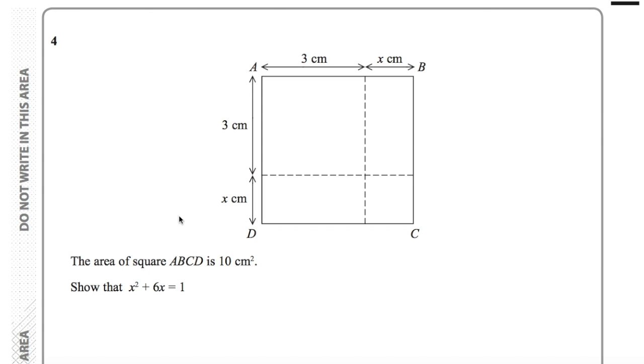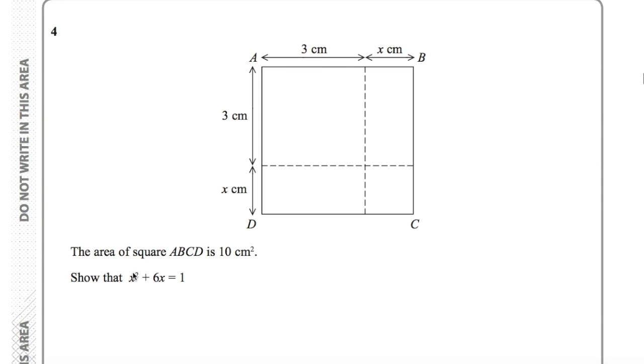Question 4 gives us a diagram. It says the area of square ABCD is 10 centimeters squared. Show that x squared plus 6x equals 1. And what they're saying is we need to relate the sides of this square to the area so we can come up with this equation, x squared plus 6x equals 1.